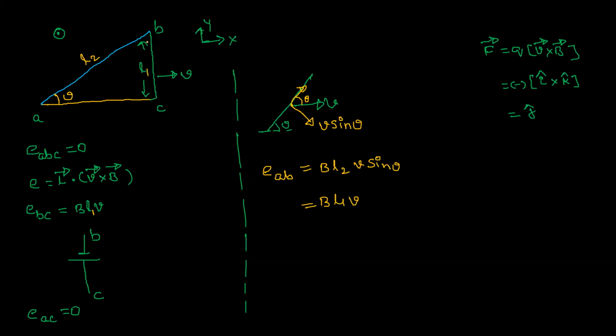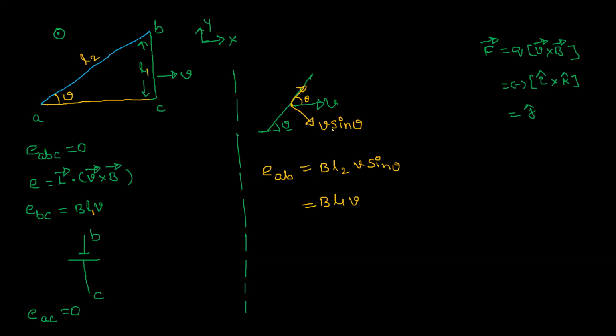Now, we can do one thing here. Across AB, no EMF is induced, right? That means here A and C are at the same potential. Get the point. A and C both are at the same potential. That means coming to B, see now what I can write. Or we can do one thing here.